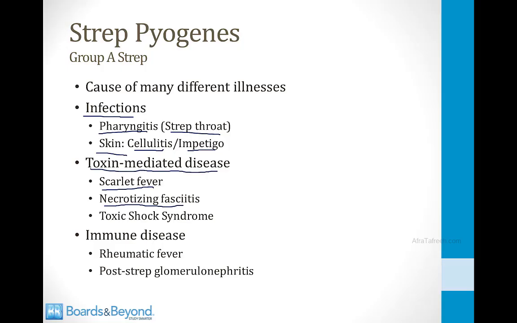And then you should also know that strep pyogenes is a potential cause of toxic shock syndrome. Now, the classic cause of toxic shock is Staph aureus, and I talk about this in the module on staph. But just know that toxic shock can also be caused by strep pyogenes. And then strep pyogenes causes a couple of immune-related diseases. These include rheumatic fever and post-strep glomerulonephritis, and we'll talk about these in this module as well.